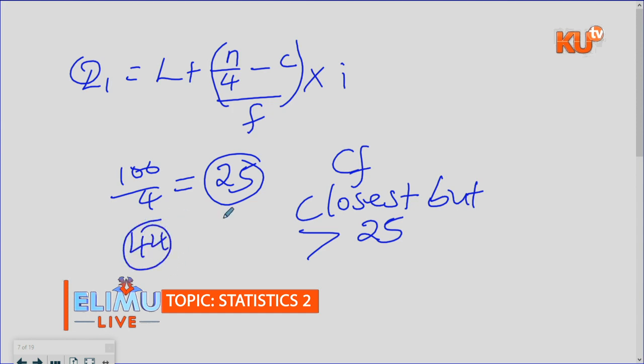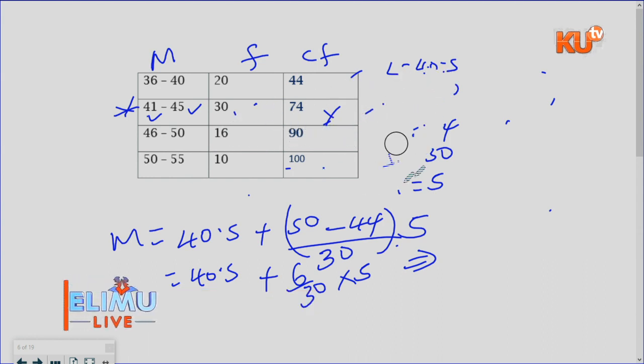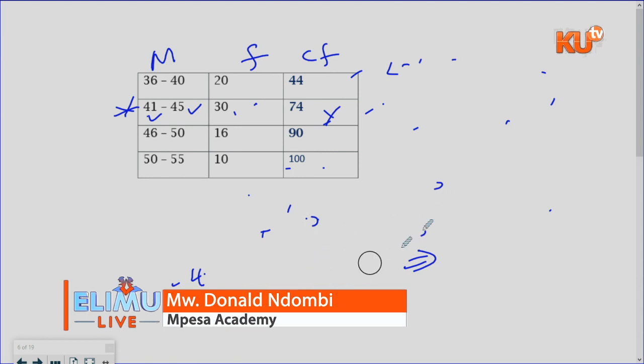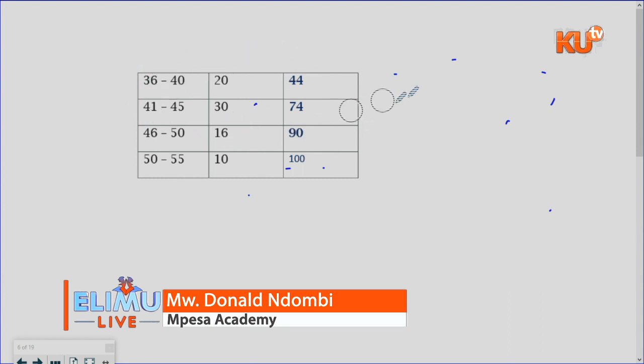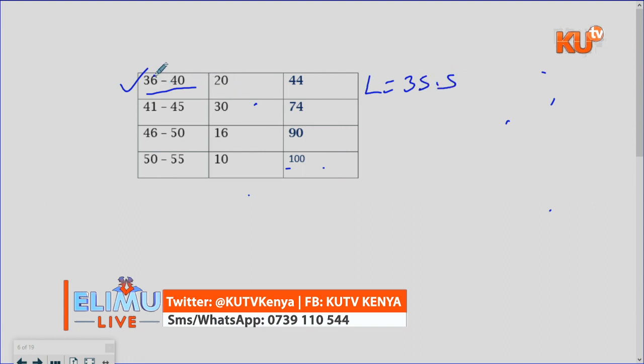Now for this 44, we go back to the table. We are done with this, so I can rub it. Now we want to calculate Q1. We have already identified that our CF greater than 25 is 44. So this is our first quartile class. Our lower quartile lies in 36 to 40. From there, L is 35.5: you take 36 minus 0.5, that gives you 35.5.